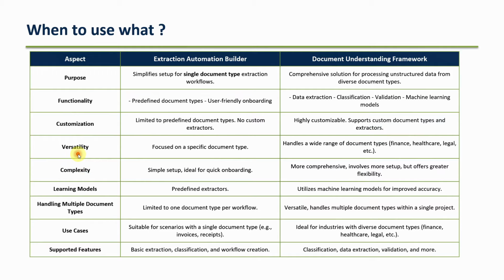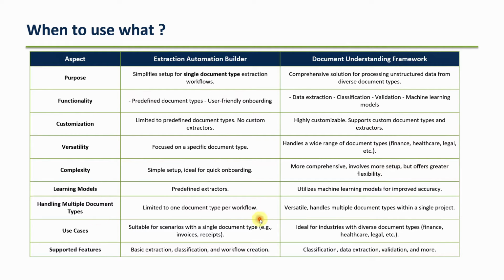Here the document understanding is highly customizable, supports custom documents, and all of that is configurable. If I talk about how versatile it is, the automation builder focuses only on a single document type, whereas the DU handles a wide range of documents. Complexity wise, it is a very simple setup, ideal for quick onboarding. In case you want to do a quick setup, in case you want to get started immediately, you can get started with the automation builder. This is for more comprehensive, more setup, but offers great flexibility. Learning models: it has a predefined extractor which is provided by UiPath for you, and here it utilizes ML models for improved accuracy.